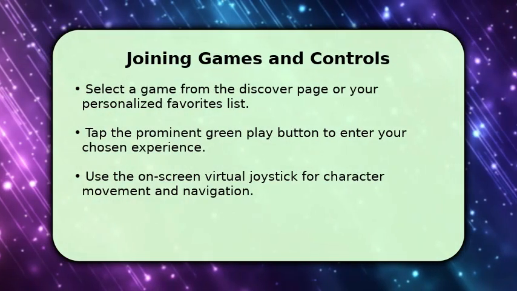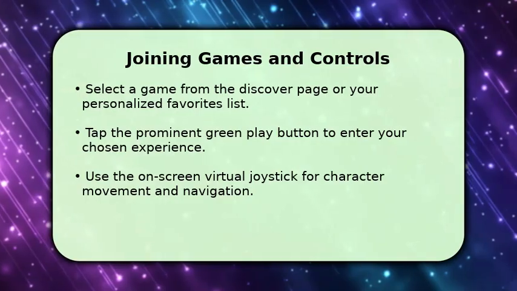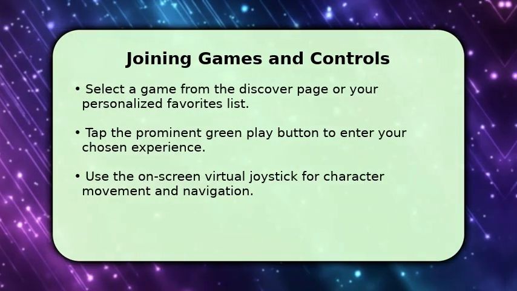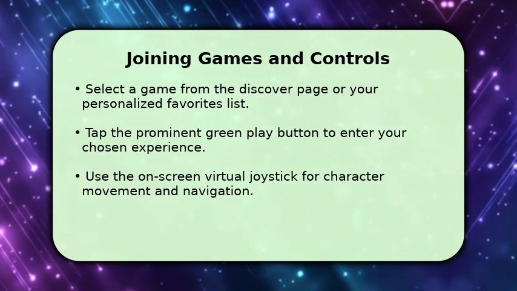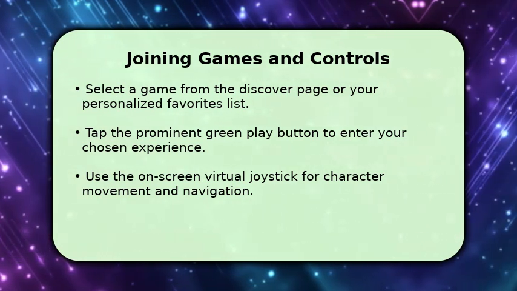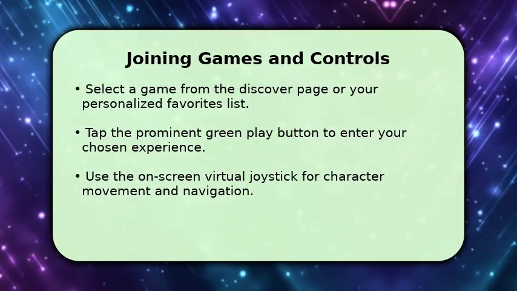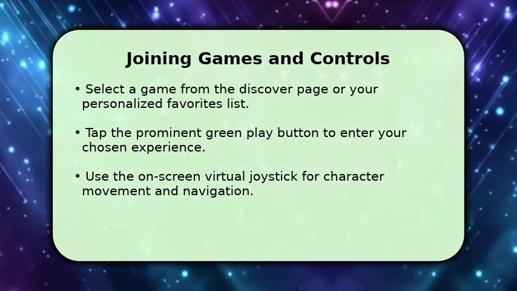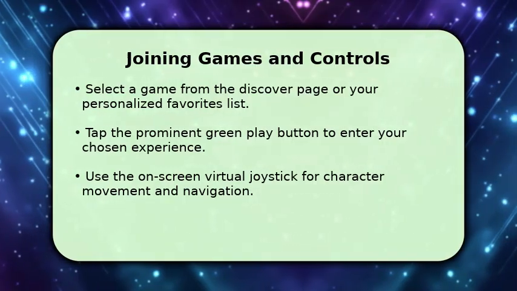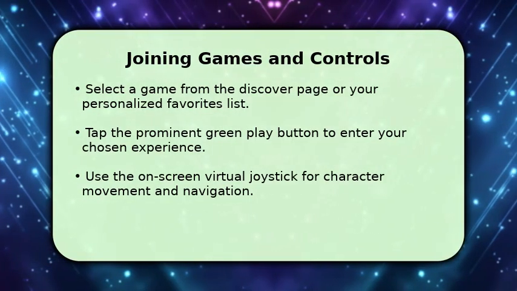Now for the fun part, joining a game. From the Discover page or your favorites, simply tap on a game you want to play. Look for the large green play button and tap it to jump right into the action. Once inside, you'll use the virtual joystick on your screen for movement. To change your view or look around, just swipe your finger across the screen. It's intuitive and easy to get the hang of.